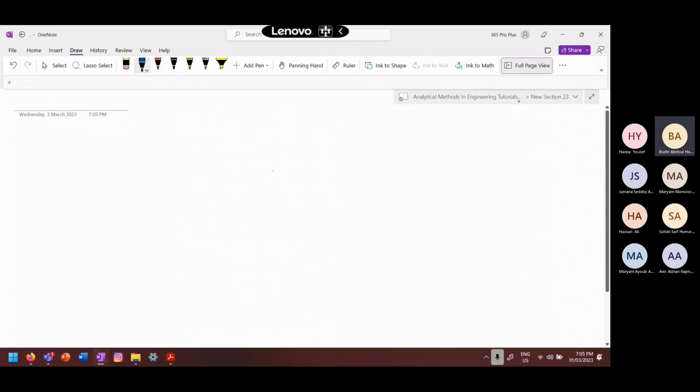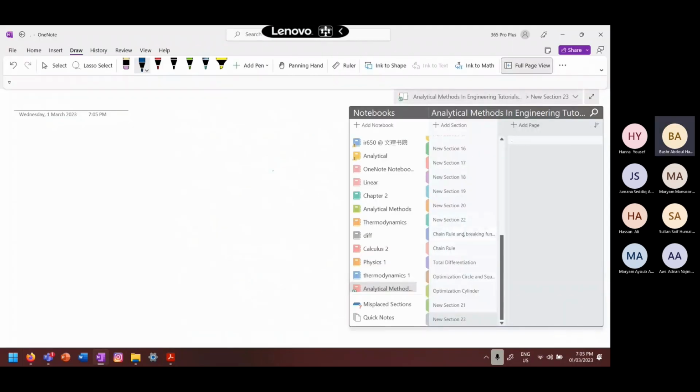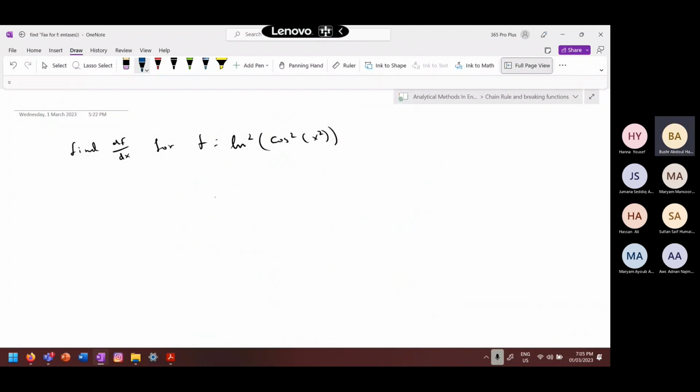Okay, let's try chain rule. Chain rule and breaking functions. Okay, let's have a complicated function like this, and you are asked to find its derivative. Can you differentiate it with the old methods that you used in calculus 1 and 2? You can, but it will be very tedious for you. So what you're going to do is to make this function much easier. Start with the smaller functions.